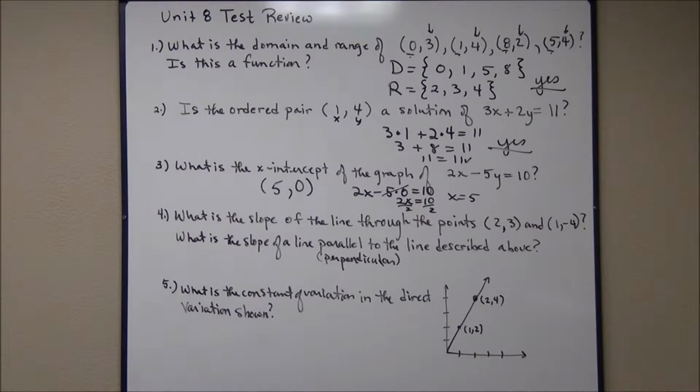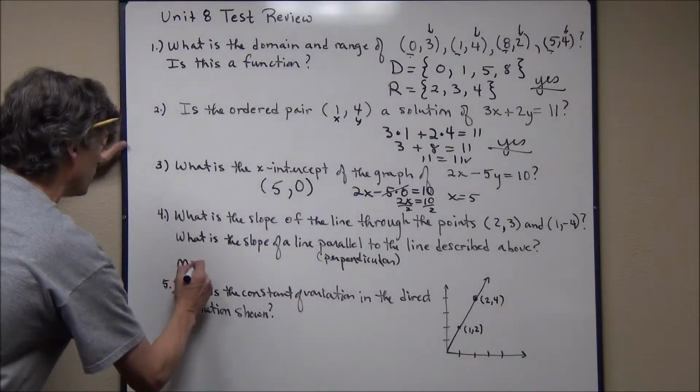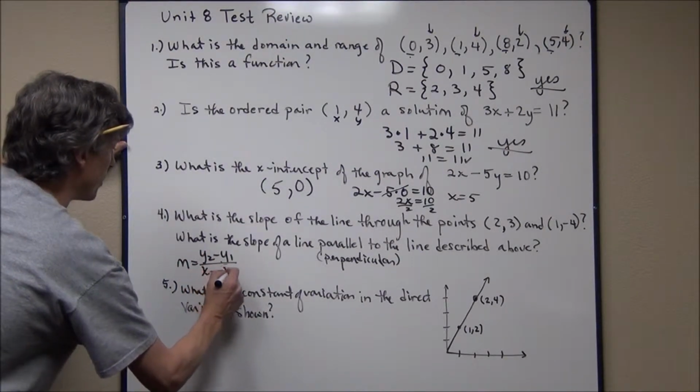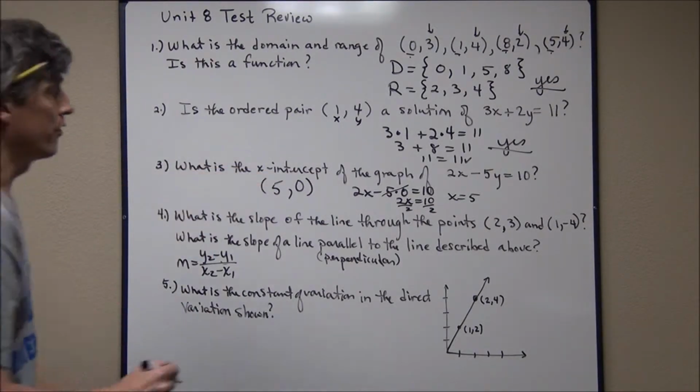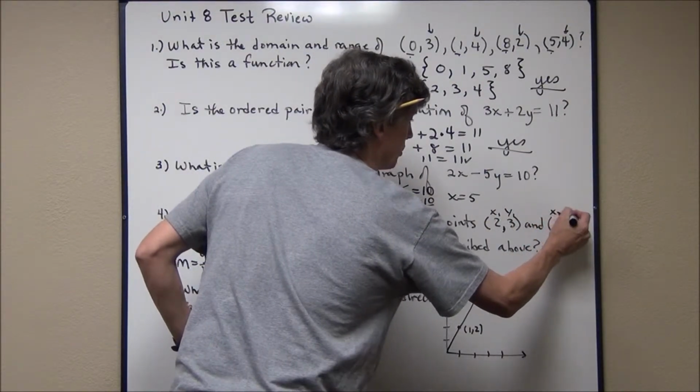instead of ordered pairs. The fourth problem, what is the slope of the line that passes through the points (2, 3) and (1, -4)? And then it asks some more, but let's find the slope first. So the first thing I'm going to do is use the slope formula. I didn't give myself too much room here, so I have to be careful to squeeze it in. I'm going to call this my x1, my y1, this my x2, my y2.